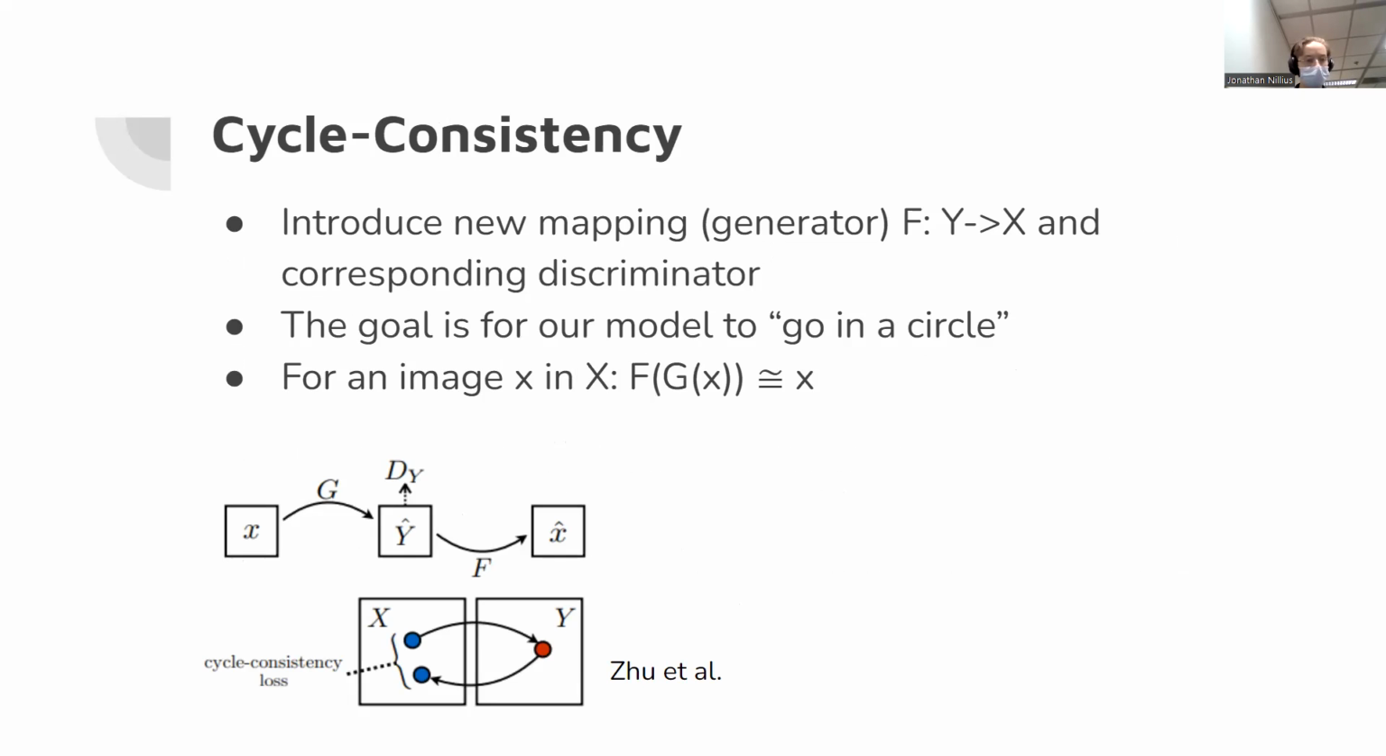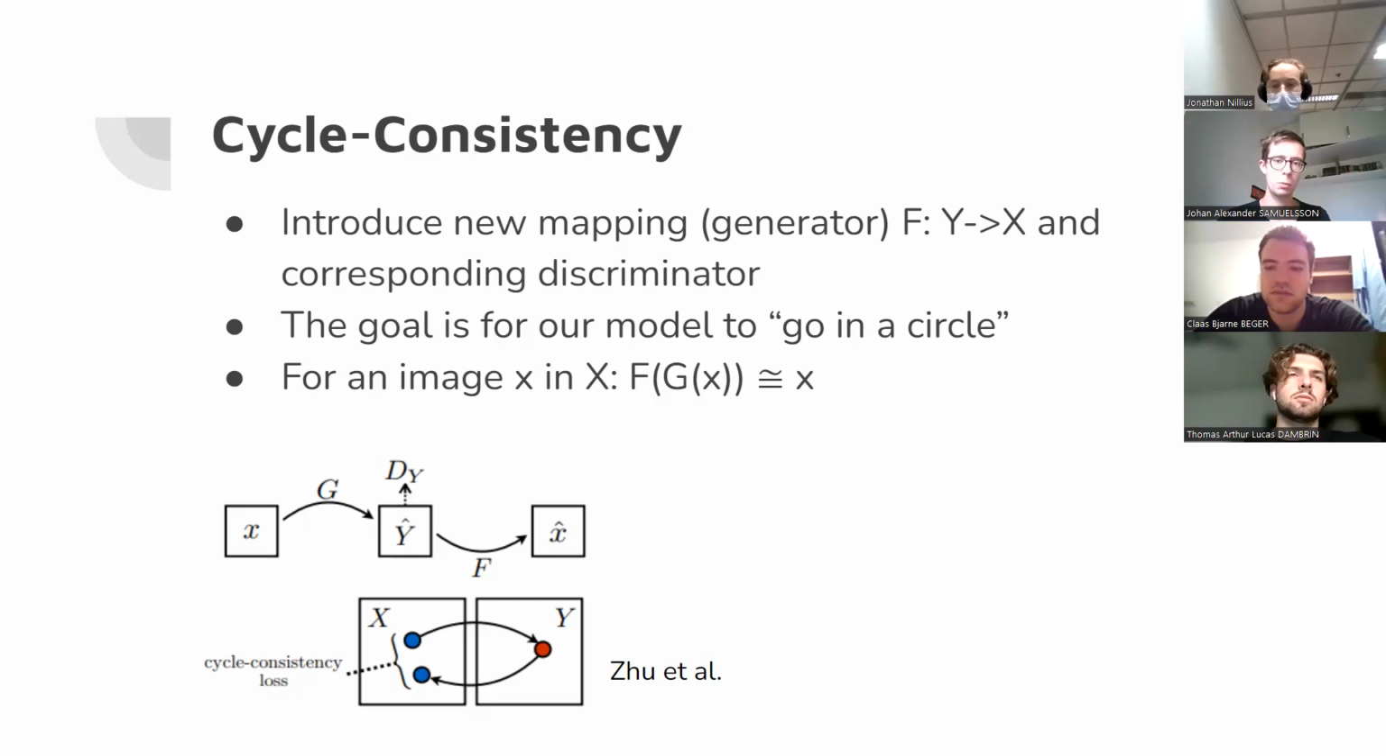We introduce a new mapping, which is a generator, F, that goes from the target to the source instead, and the corresponding discriminator. And the goal is for our model to be able to go in a circle. So if we start with an image from the source, and we map it to an image in the target, and then go back again, we want the original image and the returning image to be very similar. So as you can see in the picture there, you go from the source to the target and then back again, and we want those to be close to each other.